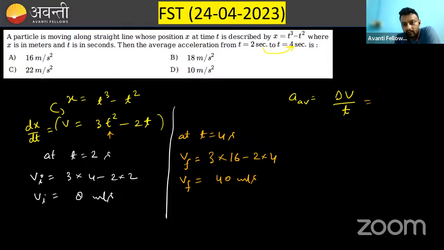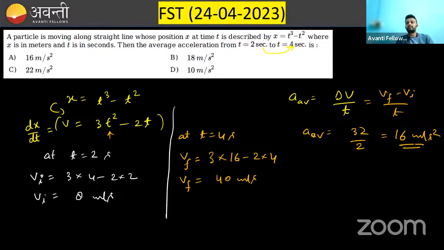So it becomes V final minus V initial over T. Put the values: 40 minus 8, that is 32, by 2, which is 16 meter per second square.